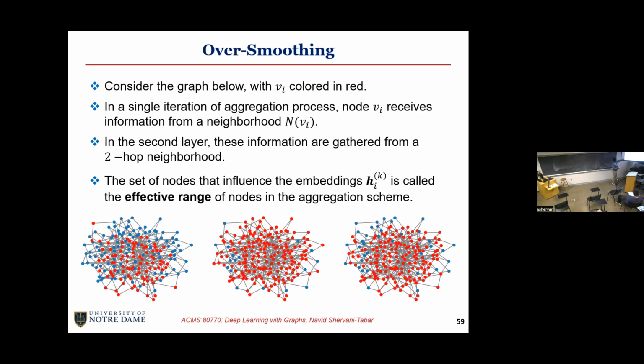I see that as I increase the number of neural message passing layers, these red nodes are overlapping. These neighborhoods are overlapping each other. So for K iterations of neural message passing, the K-hop neighborhoods are influencing the embedding at our node v_i, and we call the set of K-hop neighborhood the effective range of that node in our aggregation scheme.